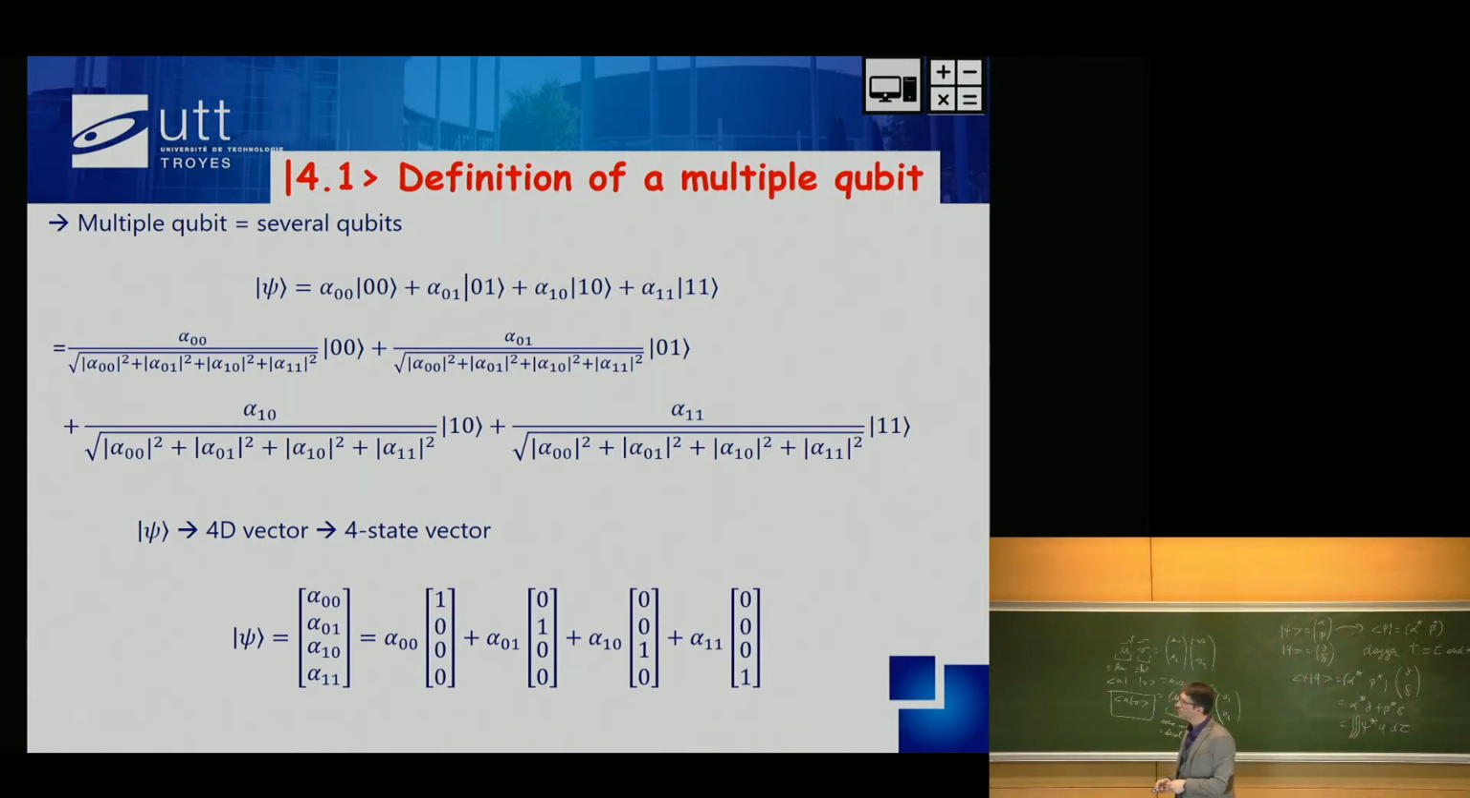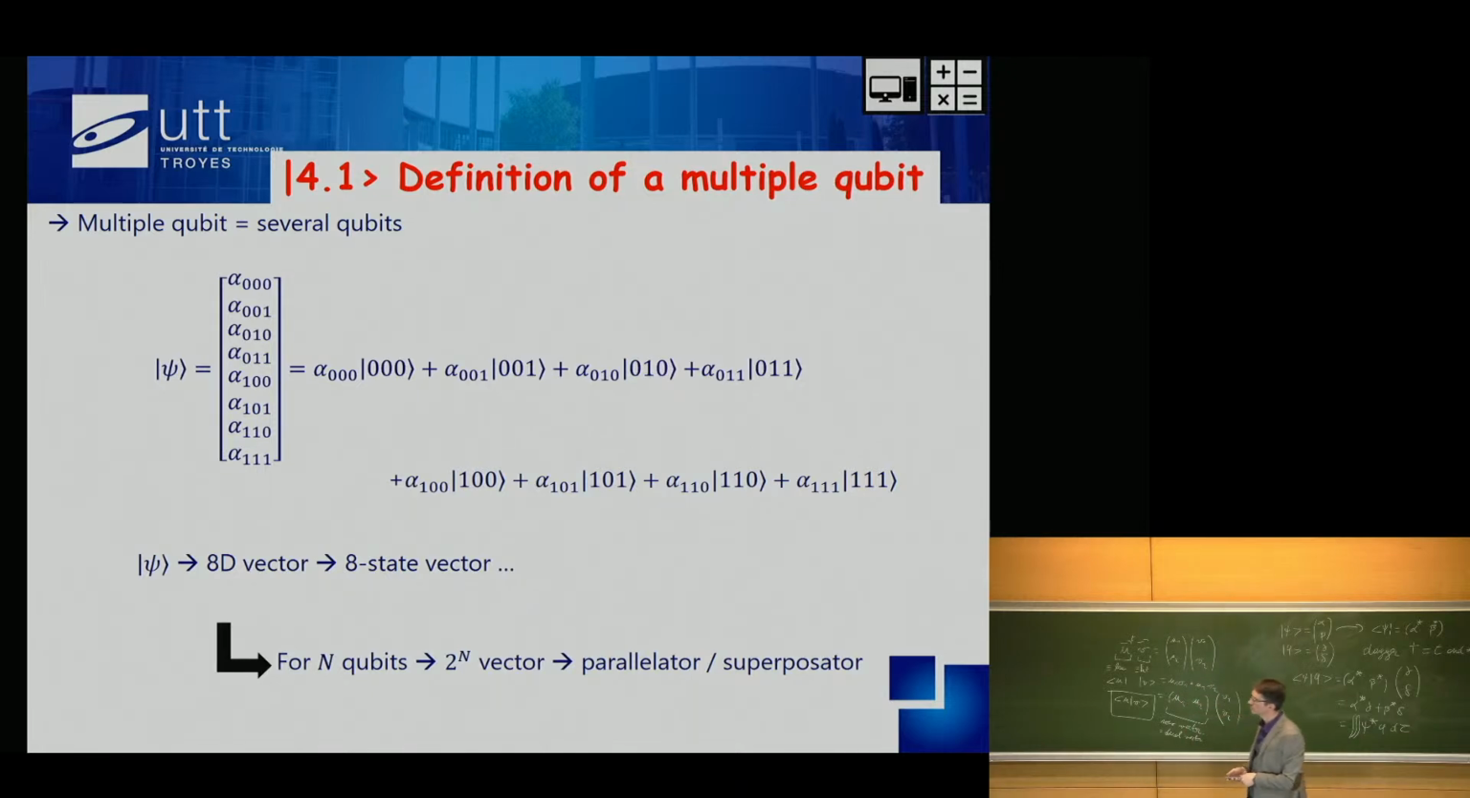Okay, so that's 2 qubits. And that's what it would look like for 3 qubits. So in this case, I've got 000, 001, and so on and so forth, up to 111, with 8 coefficients, all complex numbers, and an 8-dimension vector. I mean, 8-element vector. Okay?